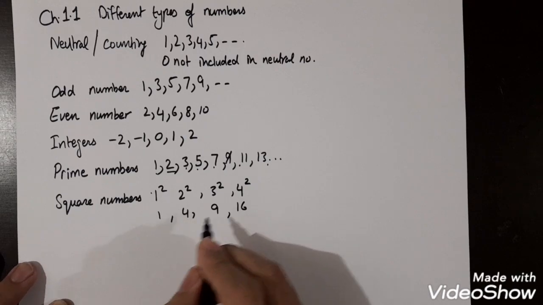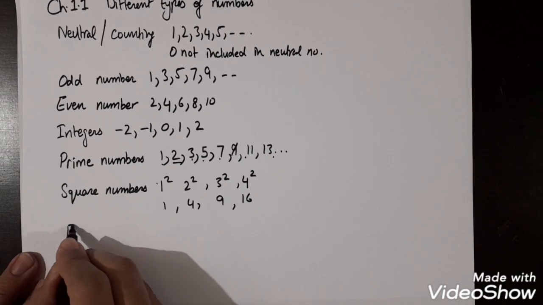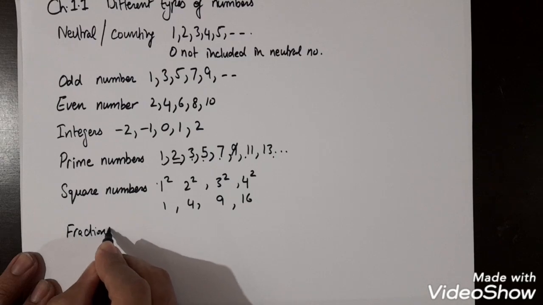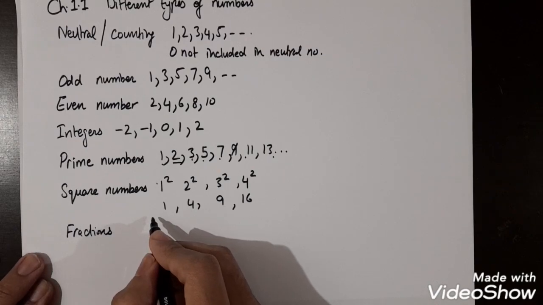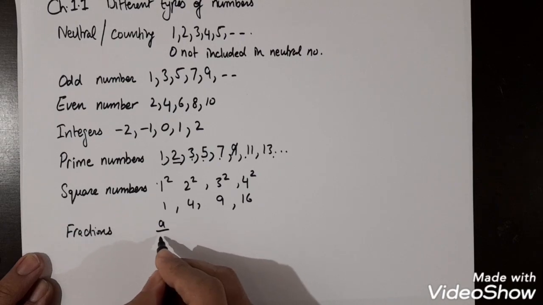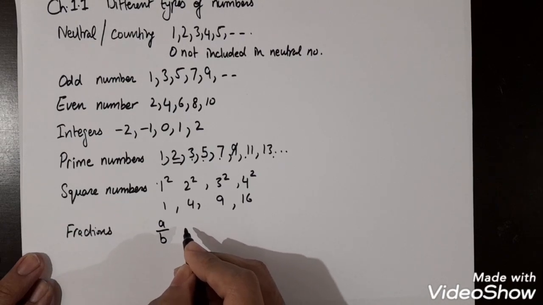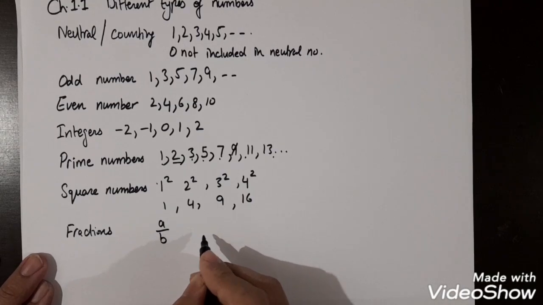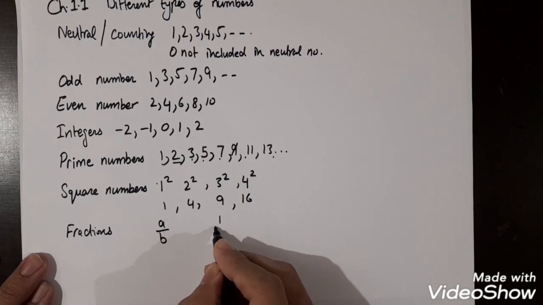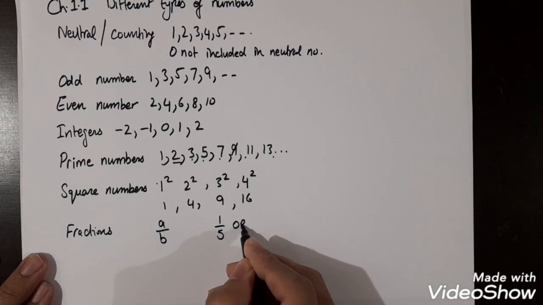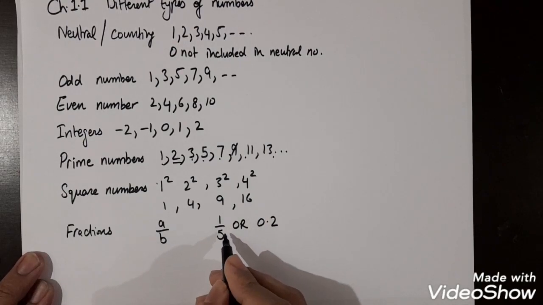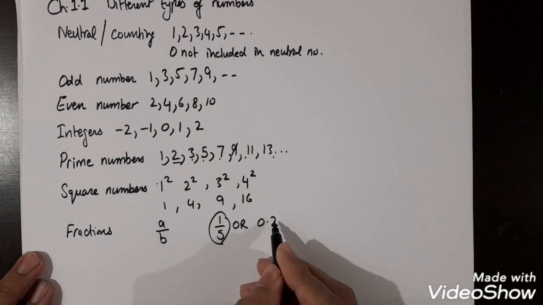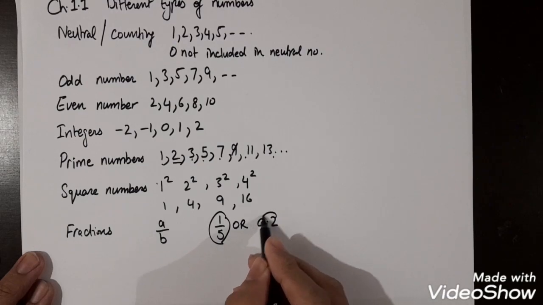Then we have fractions. A fraction is a number representing part of a whole and can be written as a common fraction in the form a divided by b, or as a decimal using a decimal point. For example, you can write 1 over 5 or you can write 0.2. So these are fractions, which you can write as fractions or as decimals.